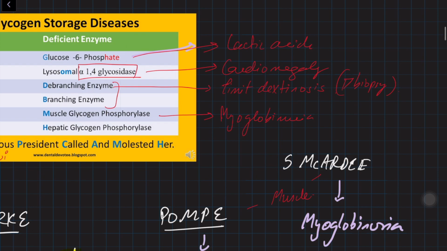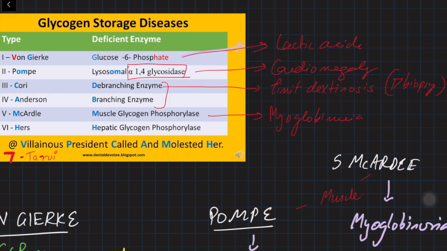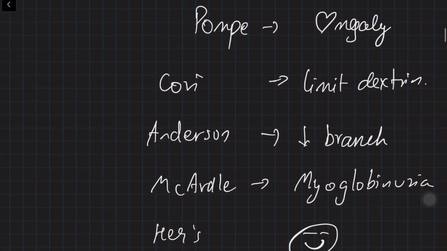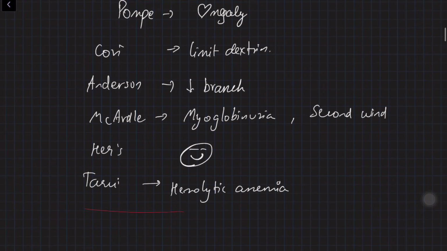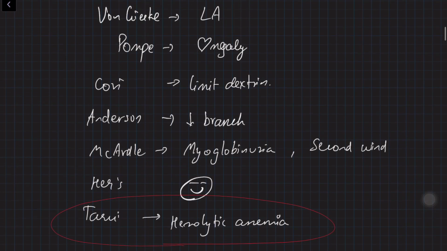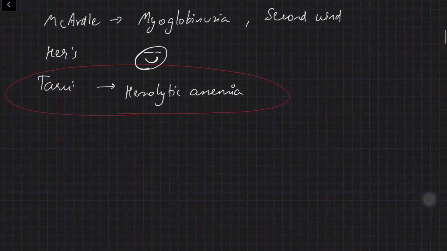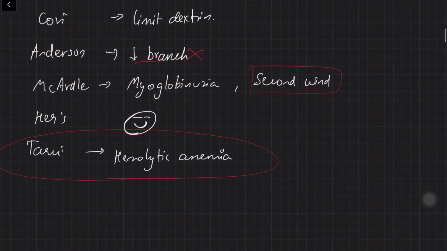What about, okay, this is type 4, branching enzyme, okay, and Hers is a very mild, they will give a mild form of disorder. With that you can diagnose Hers. Okay, these are the main clinchers. Just read these and then you will be okay. And then also hemolytic anemia, remember thyroid disease, for Anderson, okay, this is not a big deal. And then there is a second wind phenomenon in McArdle.